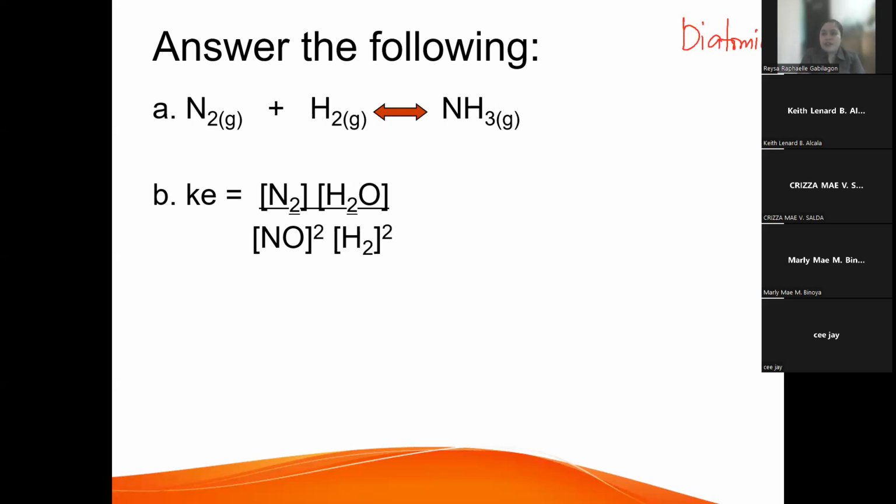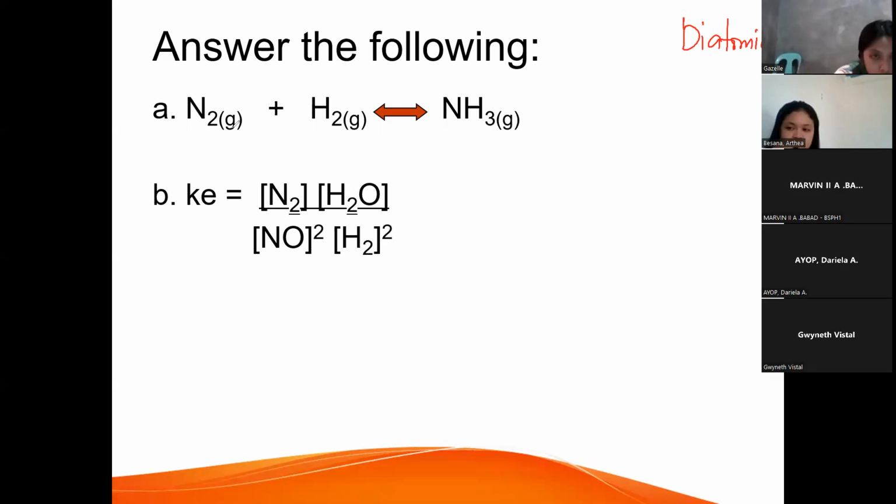Nasabi ko ba sa inyo last time itong diatomic molecules? Tama ba? Yes or no? Murag yes na murag no? Nakalimot? Kalimot na ta? Yes, nasabi ko. Diba ito yung bridge, no?